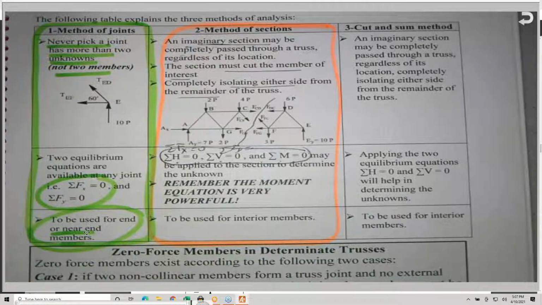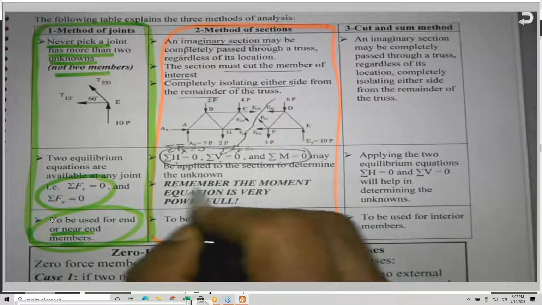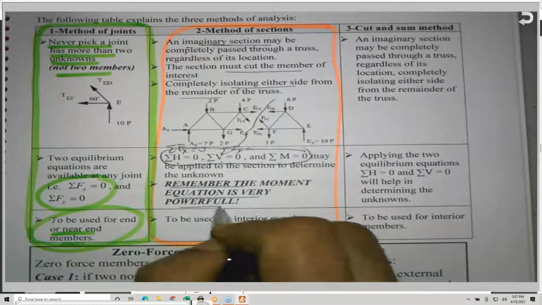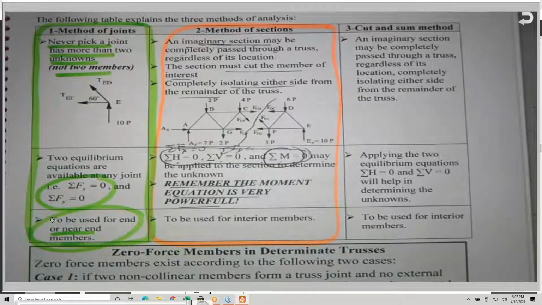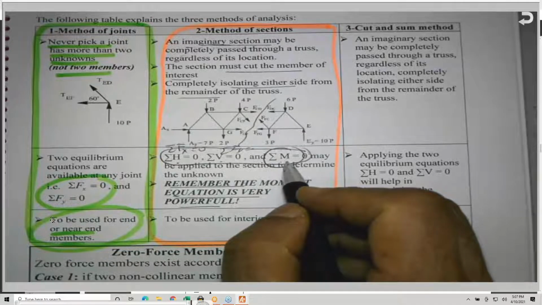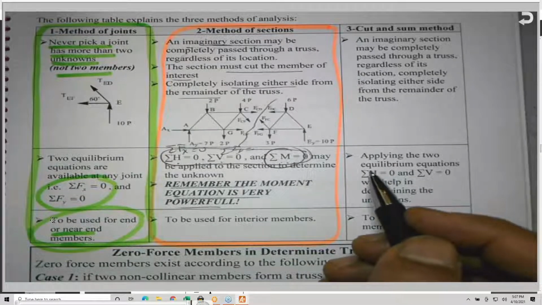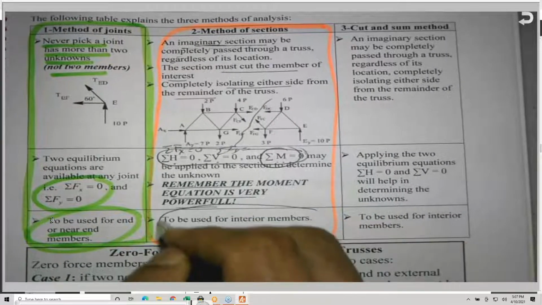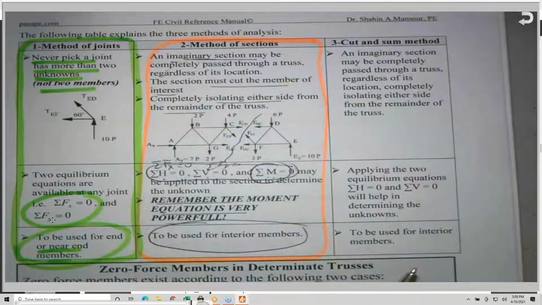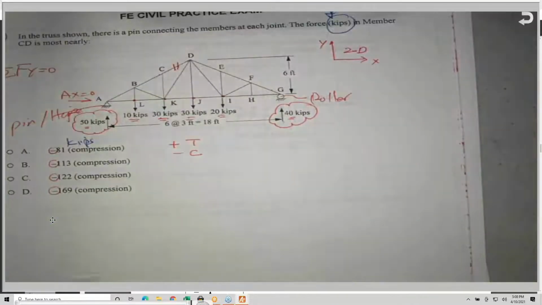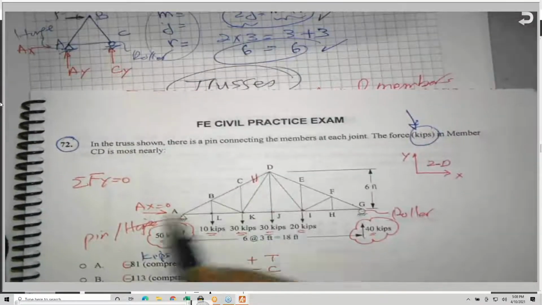Remember that the moment equation, the third equation, is very powerful. Normally we sum the moment about the point that has the largest number of unknowns. This is when we are talking about an interior member or members far away from both ends. The method of sections is very powerful, like the problem that we're going to see, this one here. This is far away from either end.